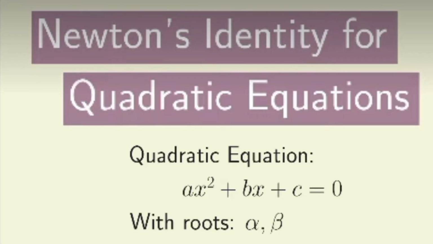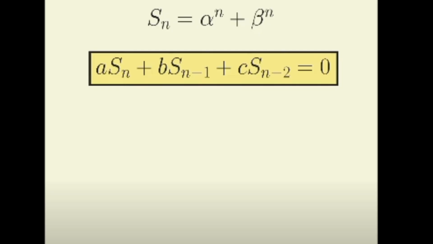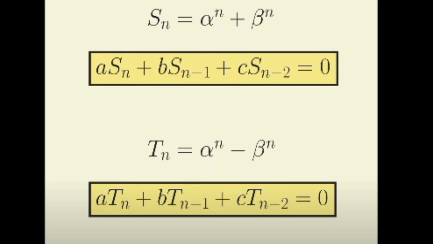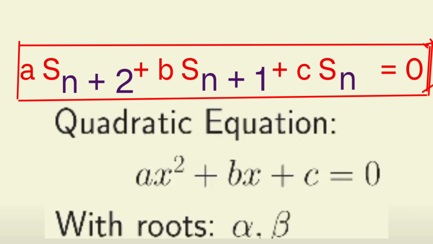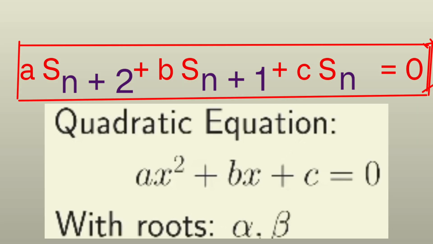Newton's identity for quadratic equation. Quadratic equation ax square plus bx plus c is equal to 0 with the roots alpha comma beta. So Sn is equal to alpha power n plus beta power n, and a Sn plus b Sn minus 1 plus c Sn minus 2 is equal to 0. Tn is equal to alpha power n minus beta power n, a Tn plus b Tn minus 1 plus c Tn minus 2 is equal to 0. But I am using this formula: a Sn plus 2 plus b Sn plus 1 plus c Sn is equal to 0, for a quadratic equation whose roots are alpha comma beta.